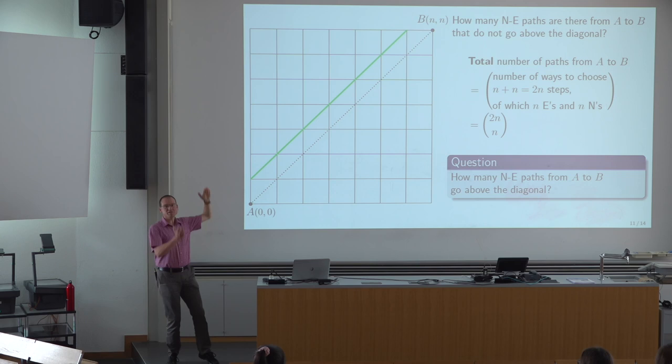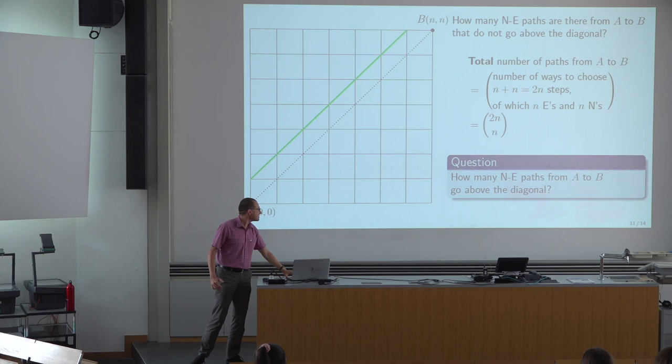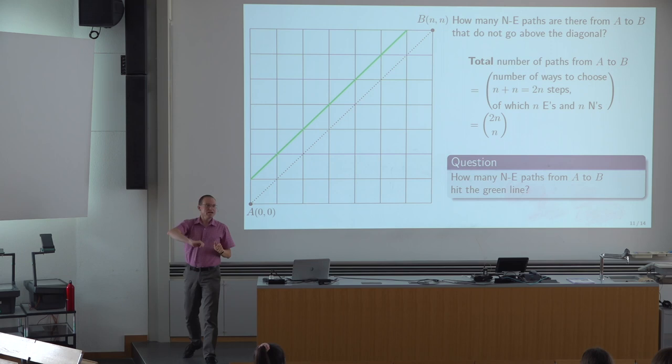Now, how many northeast paths from A to B hit that line? So I can replace the condition go above the diagonal by saying hit the green line. I'm not going to be interested in the diagonal so much. I'll be interested if they hit the green line. Okay, how many paths hit the green line?